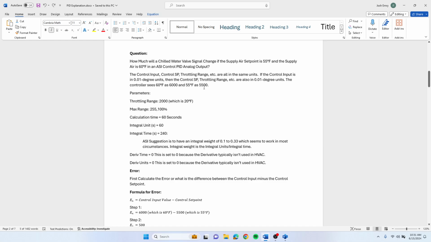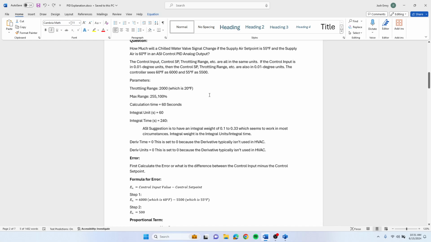And 55 would count as 5,500 in the controller. So the parameters are the throttling range, we're going to say is 2,000, which is 20 degrees Fahrenheit. Our max range is 255. Again, that's because there's 255 steps for that analog output. So we're not going to limit it right now. We're going to say that's our max range, and that it will equal 100%.